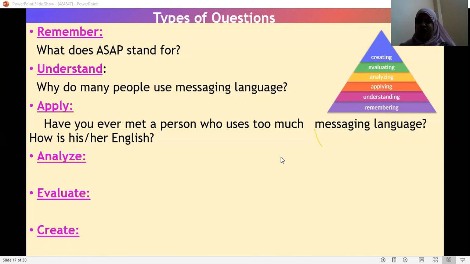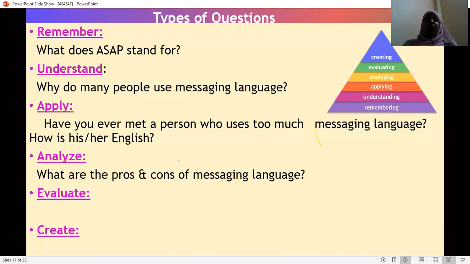Okay, I just want one question from each level. A question of analysis, how to break the text into pieces. What are the cons and pros? Perfect, Miss Dalia, and to my surprise, it is the same question that I asked. What are the pros and cons of messaging language? This is Miss Dalia Sadiq's question. Evaluation, give your opinion, what's good, what's bad, what's suitable, what's not suitable.